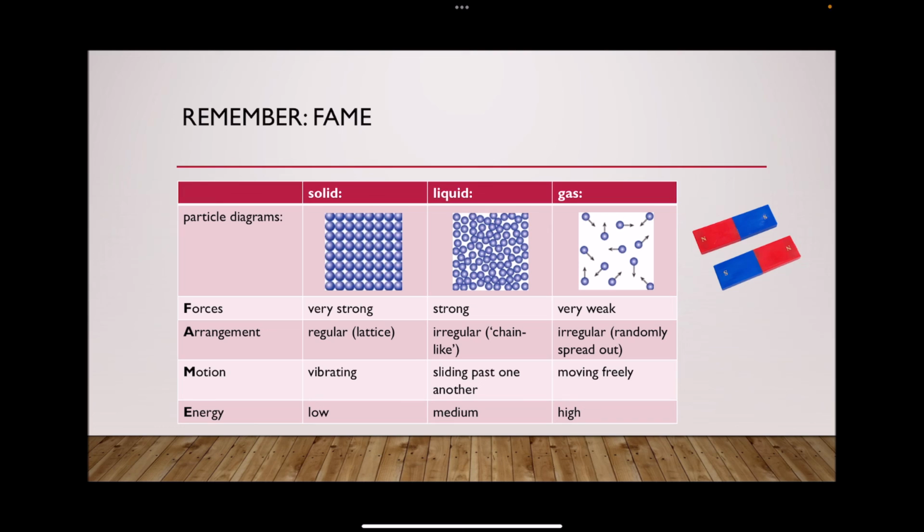Within a liquid, we have an irregular arrangement, which could be referred to as chain-like, but it's not as well structured as within a solid. And in a gas, the arrangement of particles is irregular. The particles are randomly spread out.